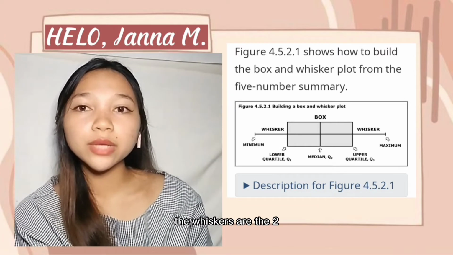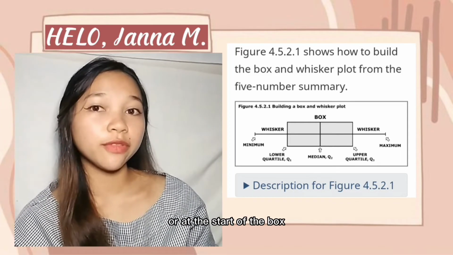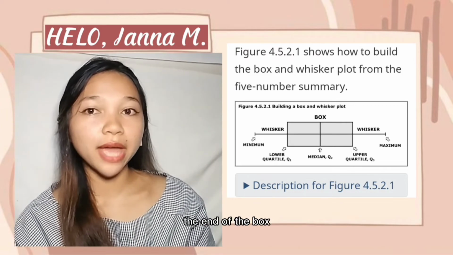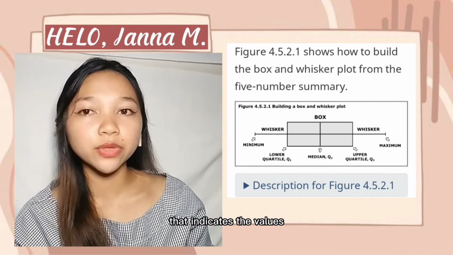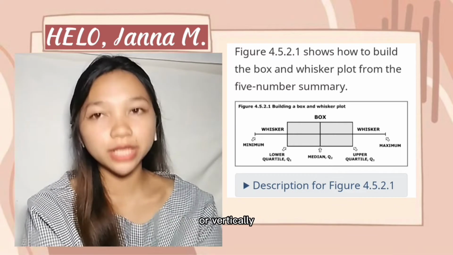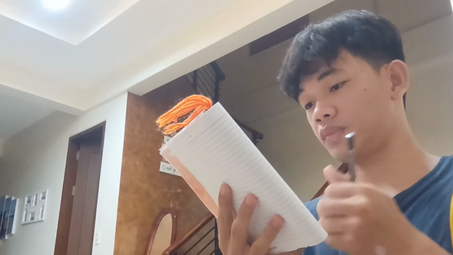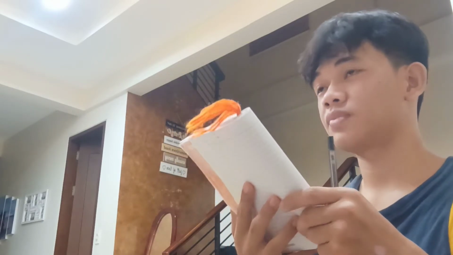The whiskers are the two lines outside the box that go from the minimum to the lower quartile, or the start of the box, and then from the upper quartile, the end of the box, to the maximum. The graph is usually presented with an axis that indicates the values. The box and whisker plot can be presented horizontally like in figure 1 or vertically. Look, I just did the example of a box plot.